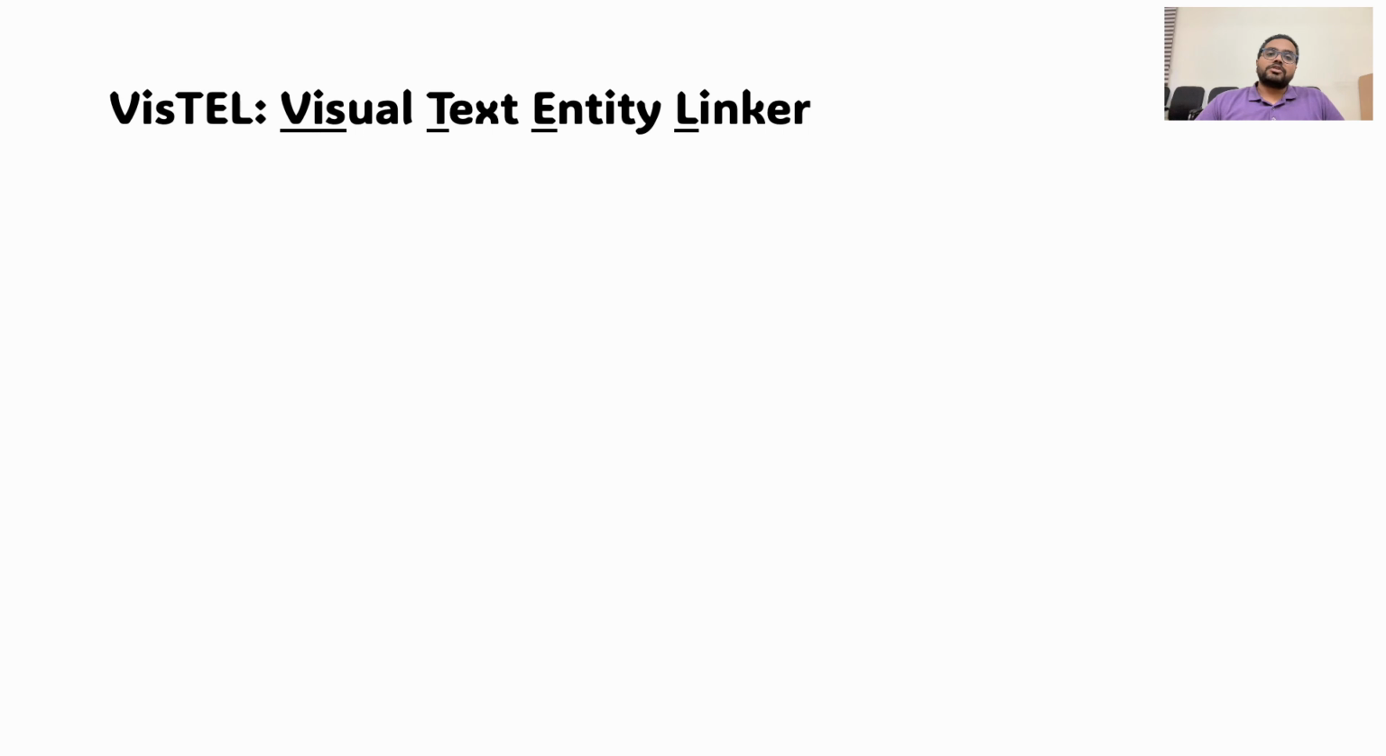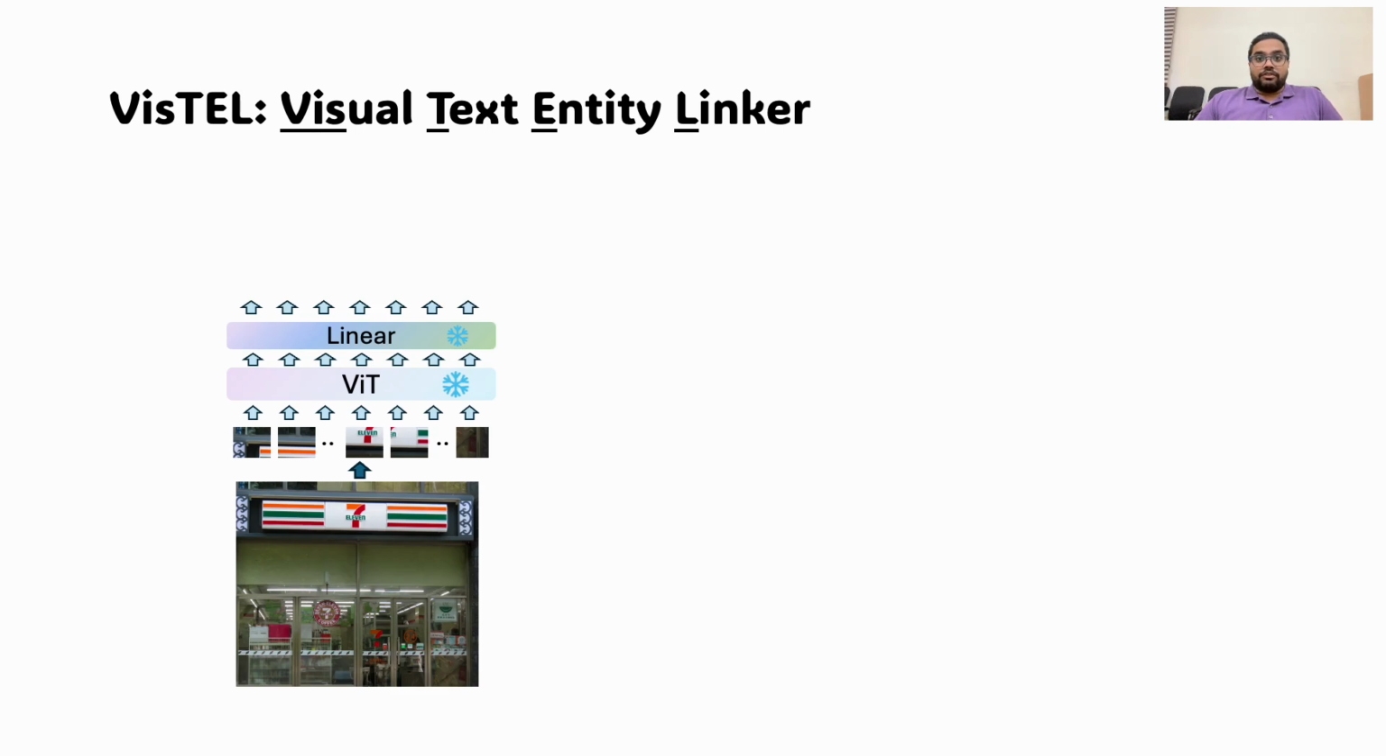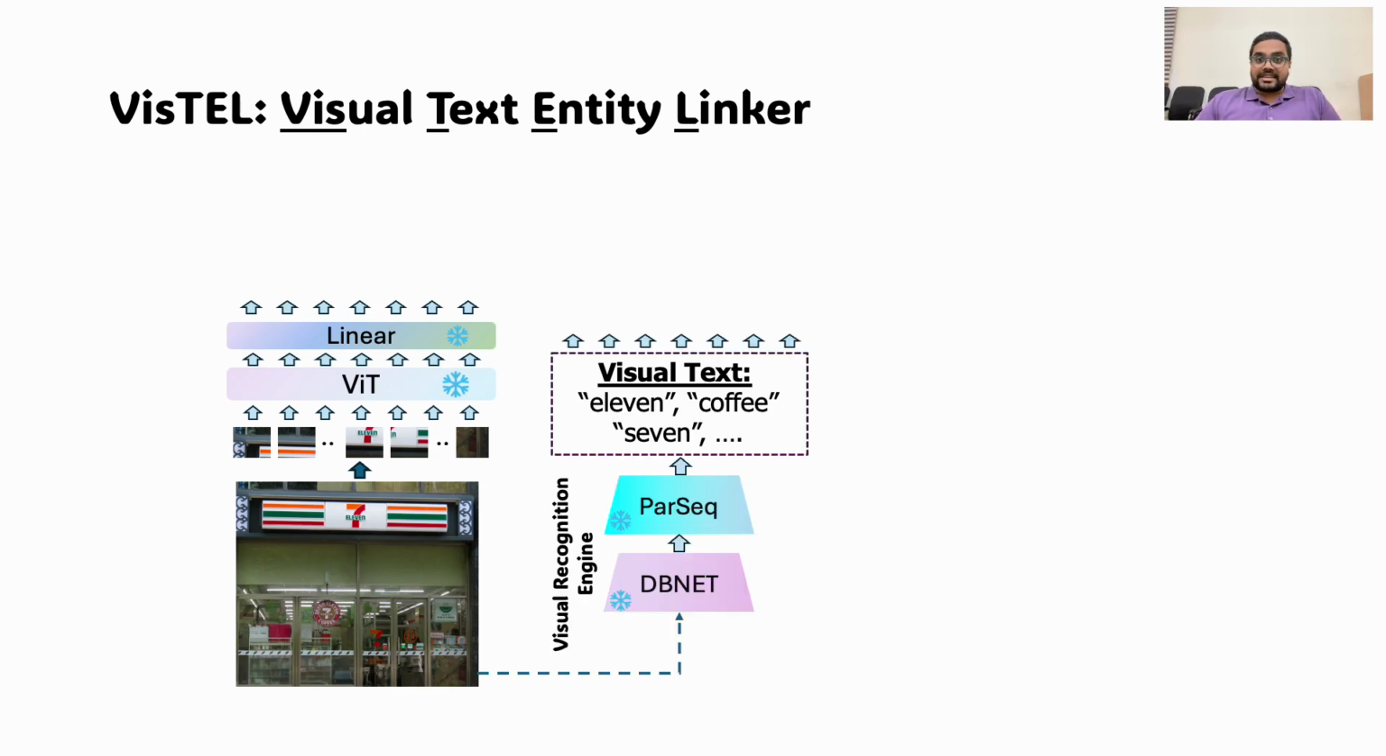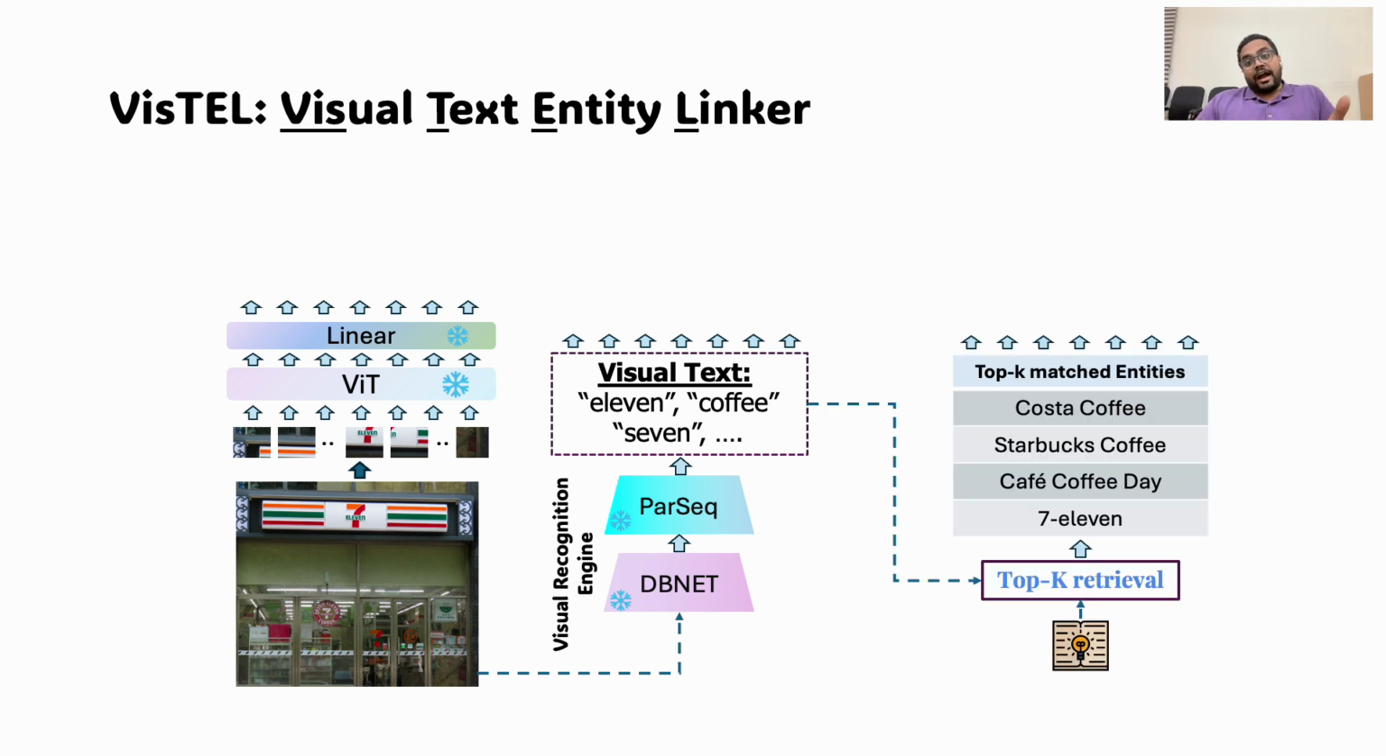So to this end, we propose a principled method called VisTEL, an LMM-based architecture that leverages surrounded OCR text obtained using a specialized visual text recognition engine and the visual content within an image to perform highly accurate entity linking for the visual text entities. So, given an image, we first encode the visual content using ViT, then extract the visual text using the visual text recognition engine, and use the extracted text, right?